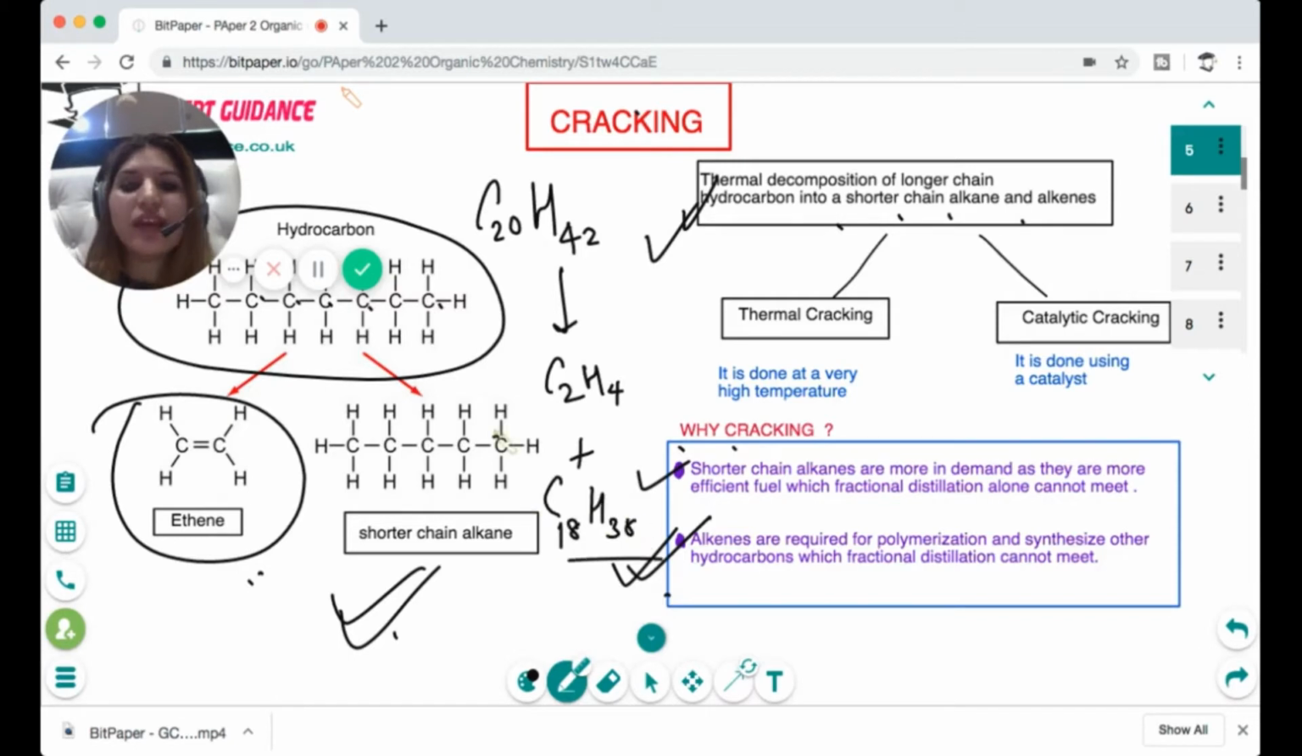So they can ask you to write a cracking equation. Why is cracking done? And what are the ways in which we do cracking? Either we give a high temperature, that is thermal cracking, or we use a catalyst, which is catalytic cracking. Okay, so I hope this cracking concept is clear to you.